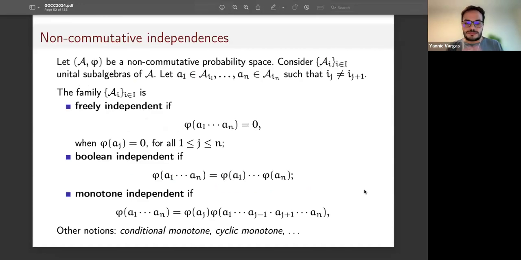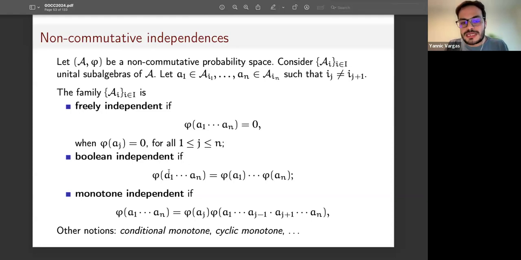All right. So let me now present some other notions of independence. I defined free independence already. So again, I'm starting with a non-commutative probability space, and here I'm defining what it means to be free, Boolean, and monotone independent between families of unital subalgebras. For the case of free, I already showed you how it goes.